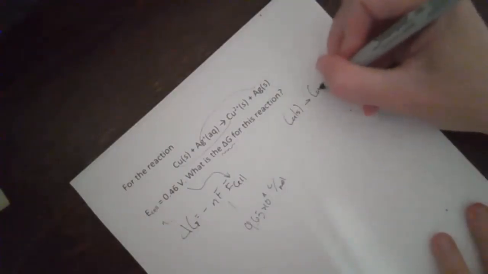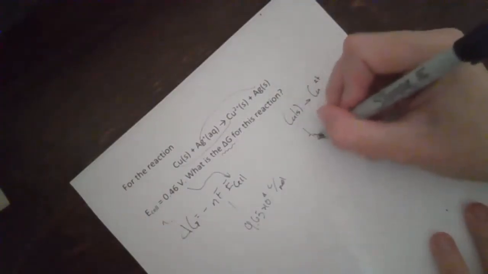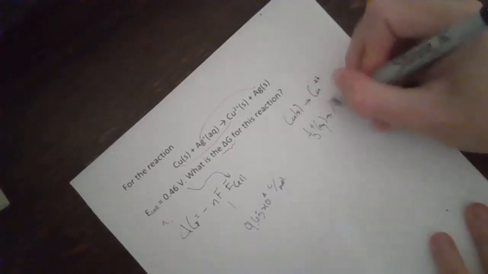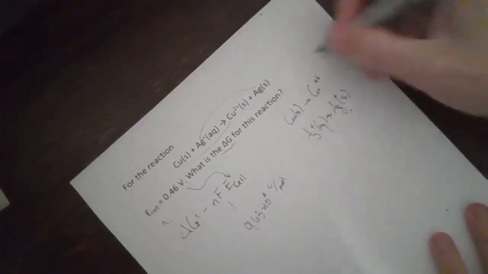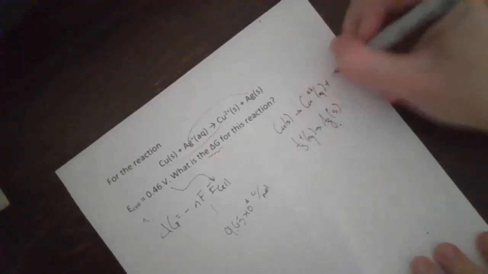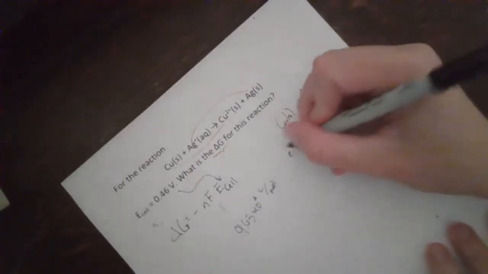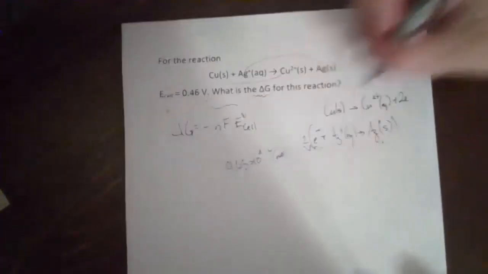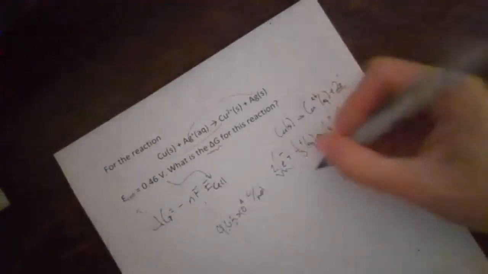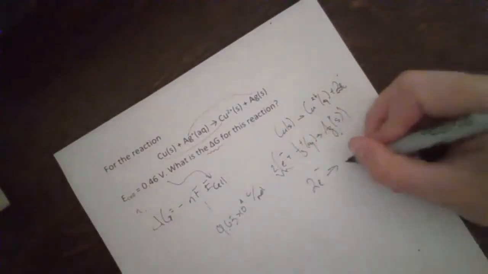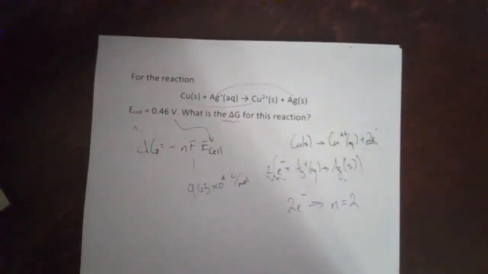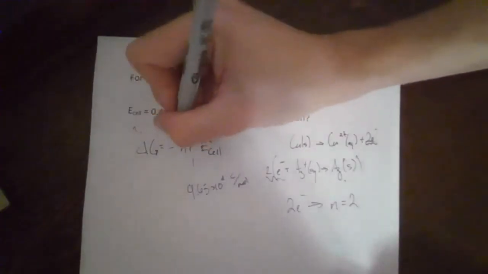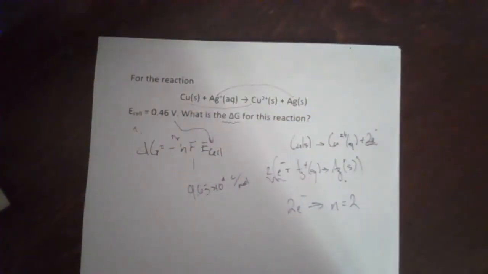Copper solid becomes copper 2 plus, silver plus becomes silver solid. So we know here we're going to need the 2 electrons. Here we would only need 1 electron, but this is the kind of case where we would say, well, we need 2 times here because we want the 2 electrons to match up the 2 electrons. So because it's a 2 electron transfer, that means N is equal to 2. And it would be whatever it is for that particular reaction.